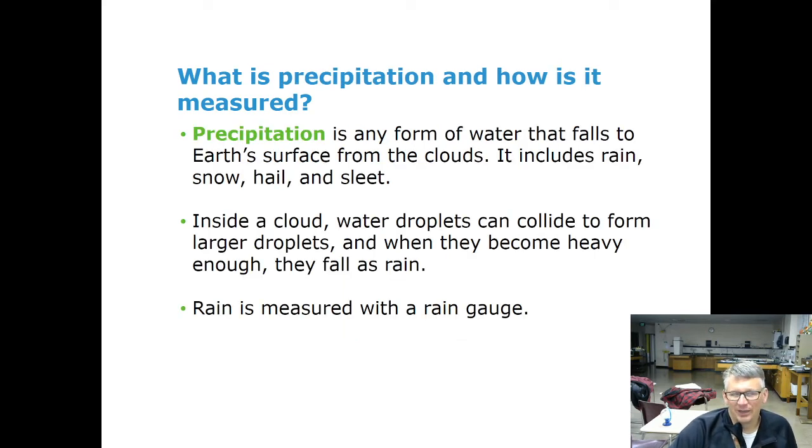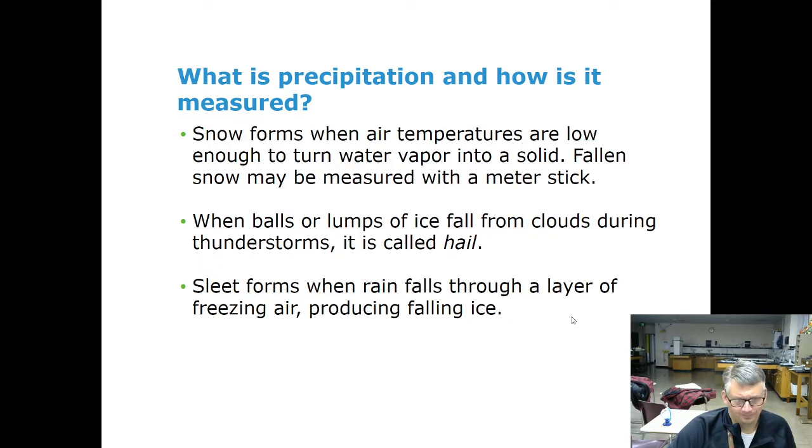Precipitation, not going to spend a whole lot of time on that. Rain is measured in a rain gauge, but there's sleet, hail, rain, snow, and there's other different types of precipitation. The more in depth of a class you have, the more different definitions you can have.